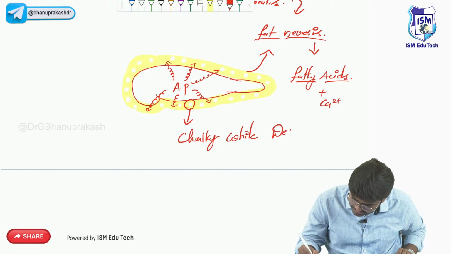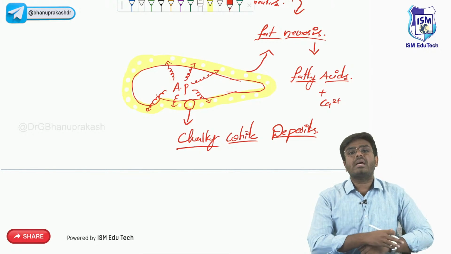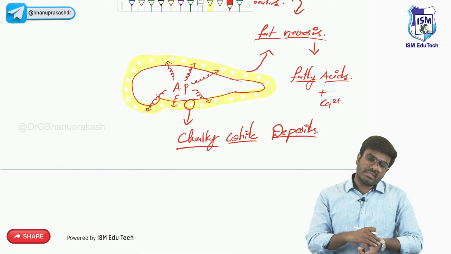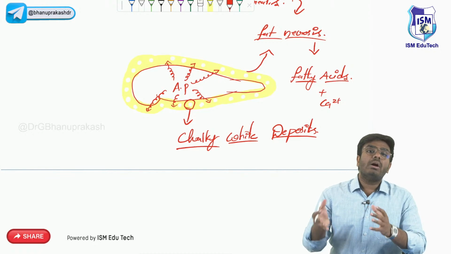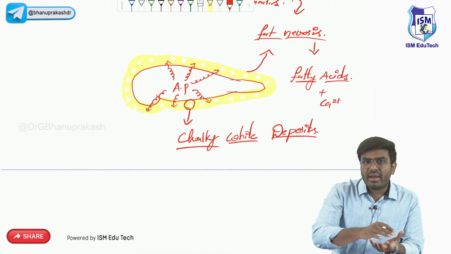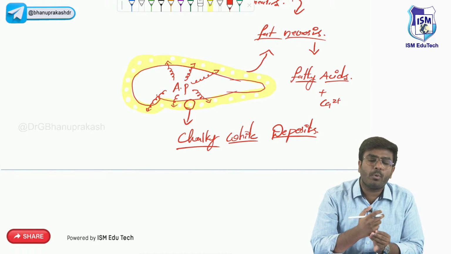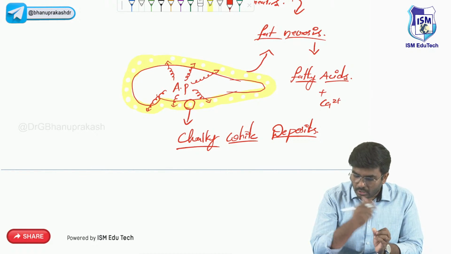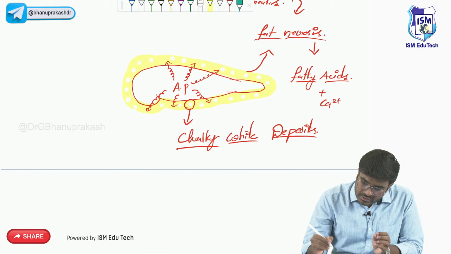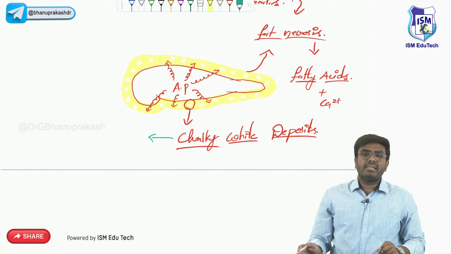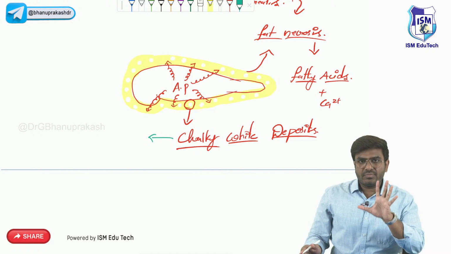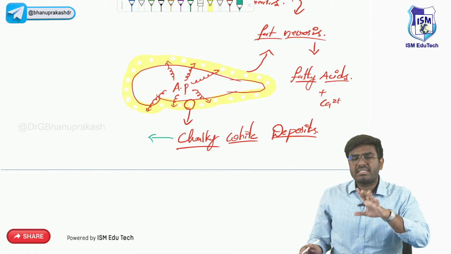Chalky white deposits. So direct question, chalky white deposits are seen in which type of necrosis? Fat necrosis. These chalky white deposits are nothing but the calcium now getting deposited along with the fatty acids. This process is called saponification. Now, here I just want you to know one more important point. Whenever calcium is getting deposited in one area, that is called calcification, right? Here also calcification is happening.